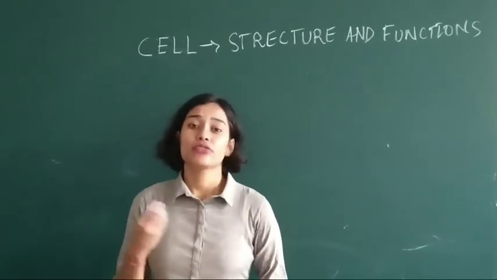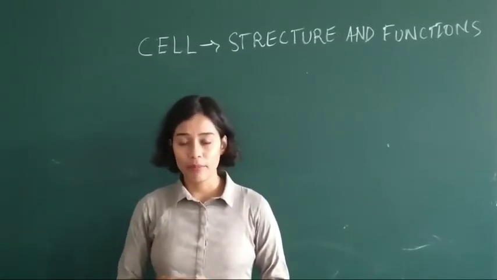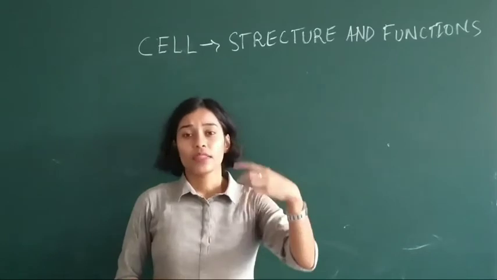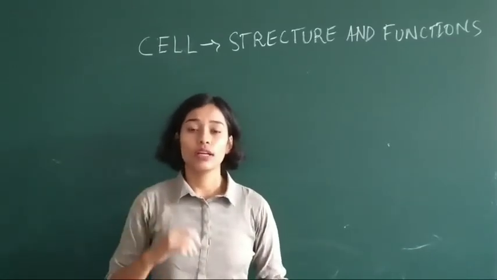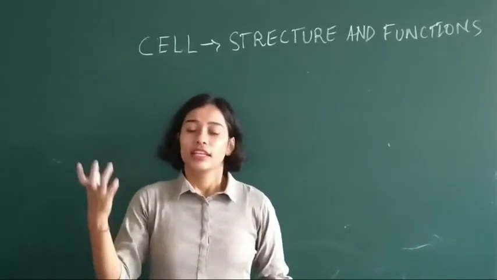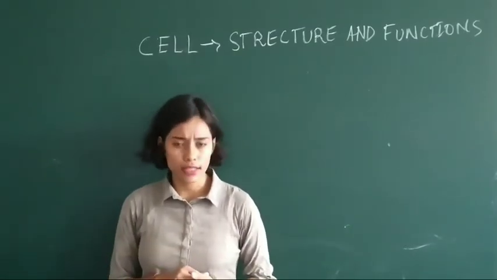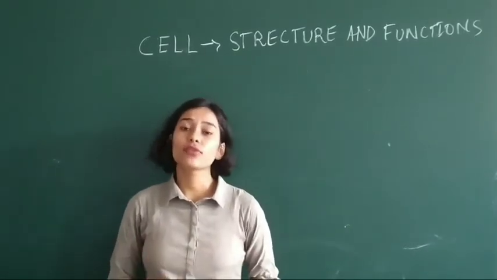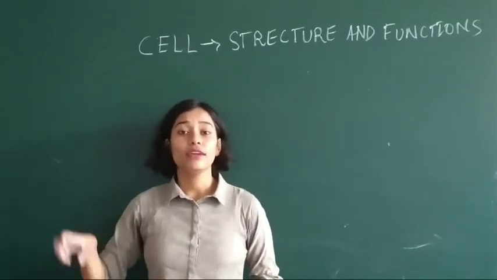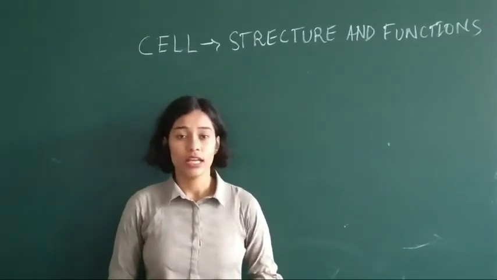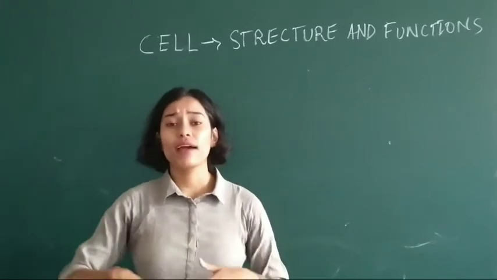Like in a plant, the leaf also has some functions. What is the function of a leaf? It produces food by the process of photosynthesis. On the other hand, the function of root is what? To carry water and minerals. Now in our body also we have many organs.